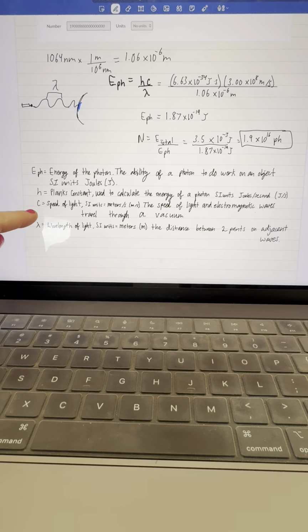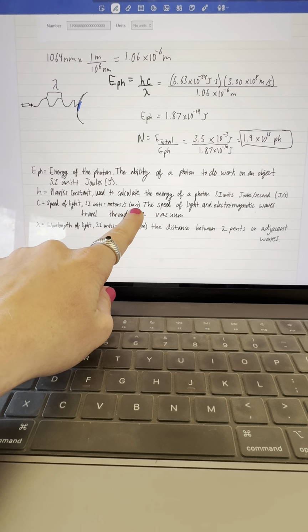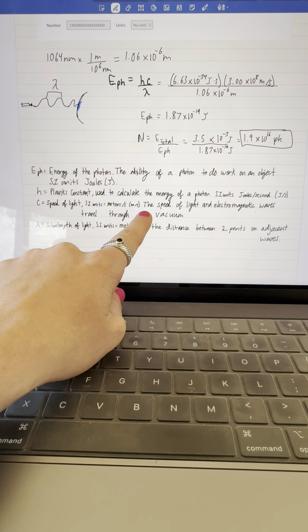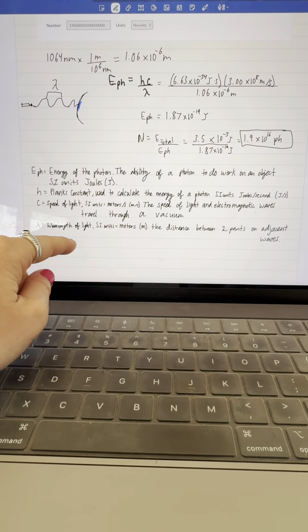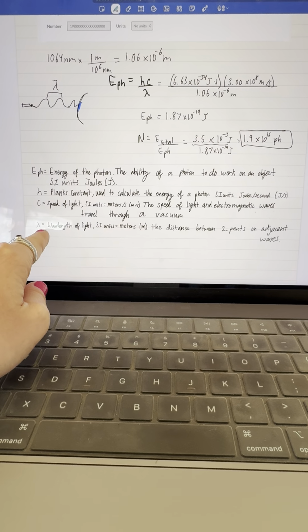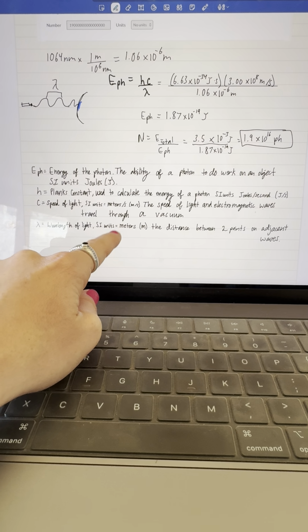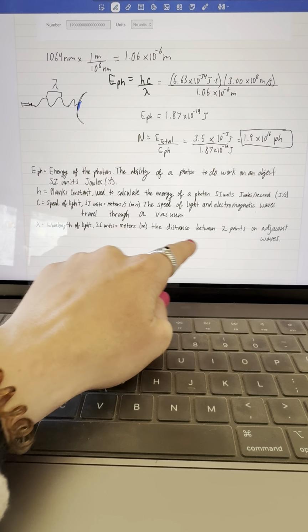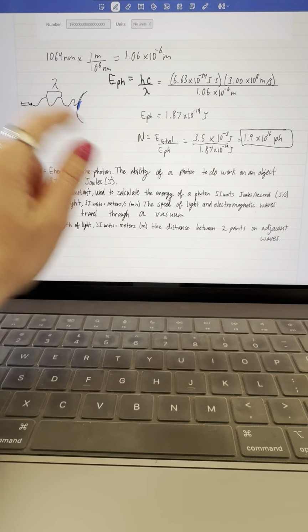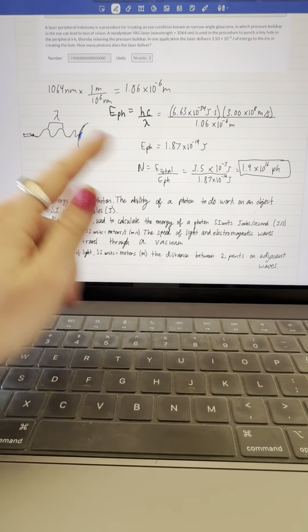And then C is the speed of light. Its SI unit is meters per second, just M over S. It is the speed at which electromagnetic waves travel through a vacuum. And then wavelength, this right here is the wavelength of light. Its SI unit is meters, just M, and it's the distance between 2 points on an adjacent wave. So that's how we calculate wavelength, is the 2 points on adjacent waves.